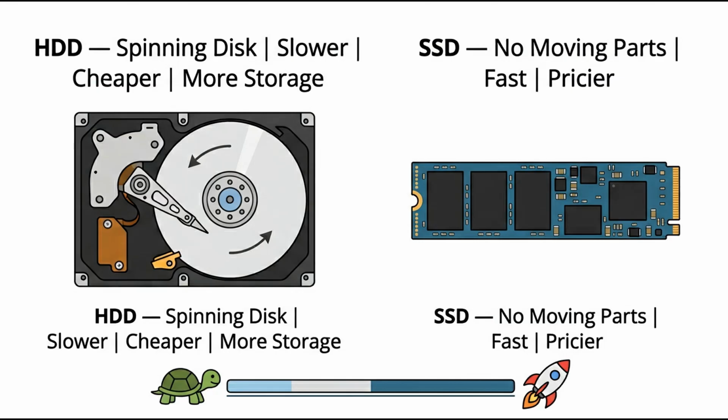Speaking of storage, there are 2 main types. First, the HDD, hard disk drive, which uses a spinning magnetic disk to store data. It's slower but cheaper and stores a lot. Then there's the SSD, solid state drive, which has no moving parts. It uses flash memory, making it much faster. An SSD can boot your computer in seconds versus a minute with an HDD.